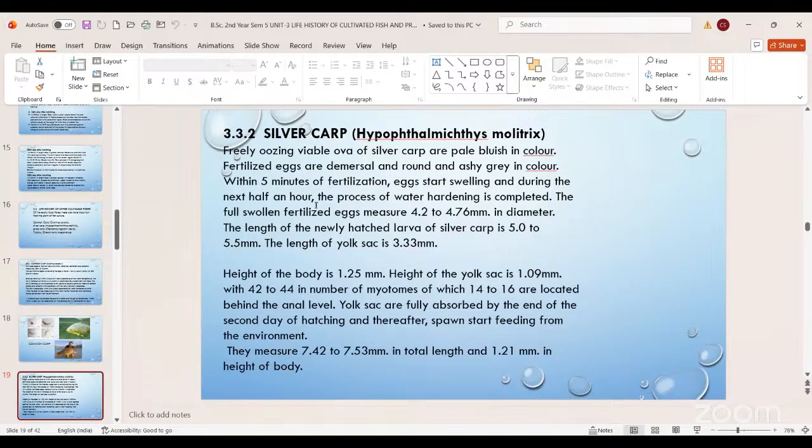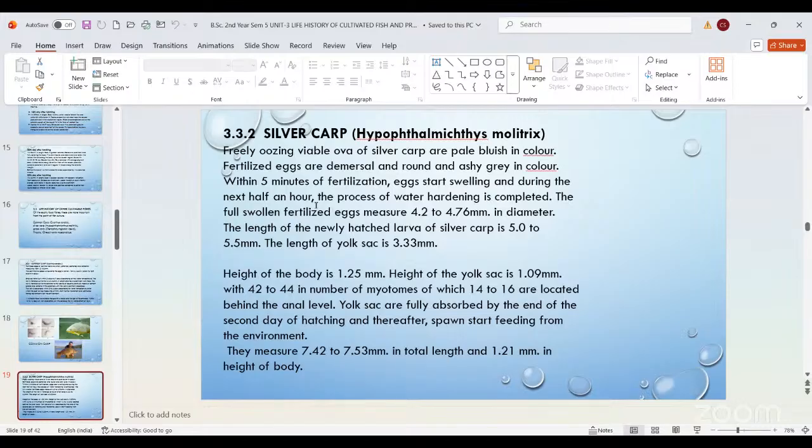Next, let us discuss silver carp. So, its zoological name is Hypophthalmichthys molitrix. The freely oozing viable ova of silver carp are pale bluish in color. Fertilized eggs are demersal and round and ashy gray in color.